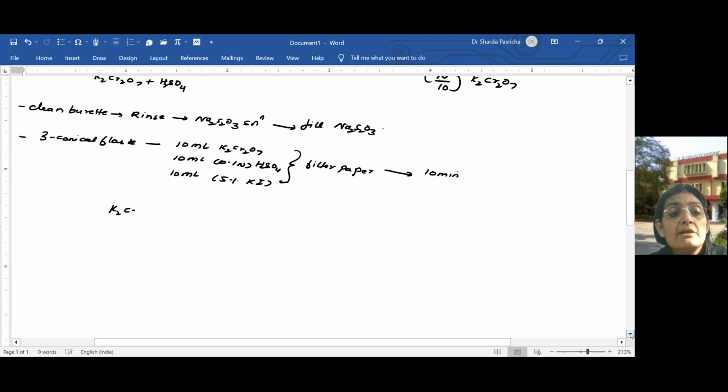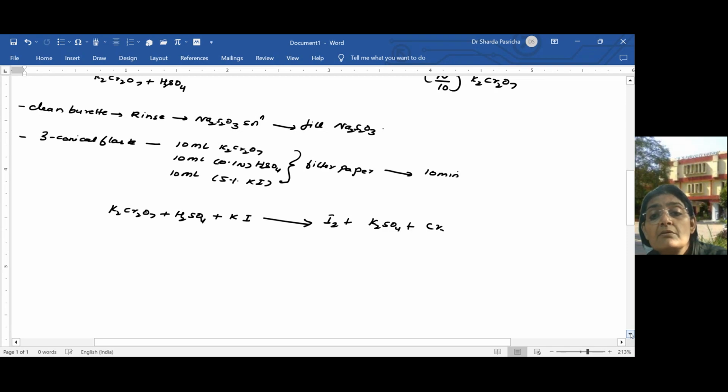The reaction here will be, you can balance the equation yourself. I am only giving you the reactants and the products which are formed. So potassium iodide will be oxidized to iodine, and potassium dichromate will be reduced to chromic sulfate. That is the redox reaction. So this iodine which is liberated can now be used for titration with sodium thiosulfate.